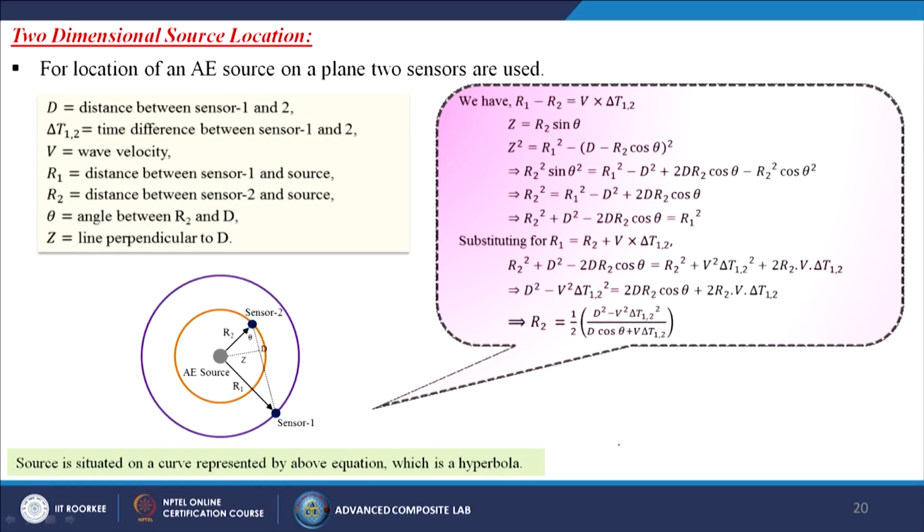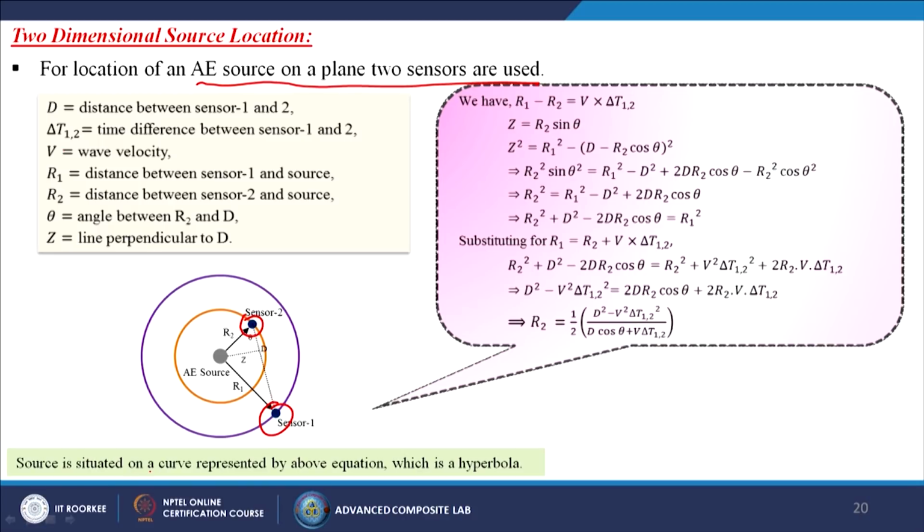Two dimensional source location. For location of an AE source on a plane, two sensors are used. In this case we are putting sensor 1 here and sensor 2 here. Now, capital D is the distance between sensors 1 and 2, del T 1 2 is the time difference between sensors 1 and 2, capital V is the wave velocity, capital R 1 is the distance between sensor 1 and the source, capital R 2 is the distance between sensor 2 and the source, theta is the angle between capital R 2 and capital D, and Z is the line perpendicular to capital D. So, now in this case you can get more accurate results.